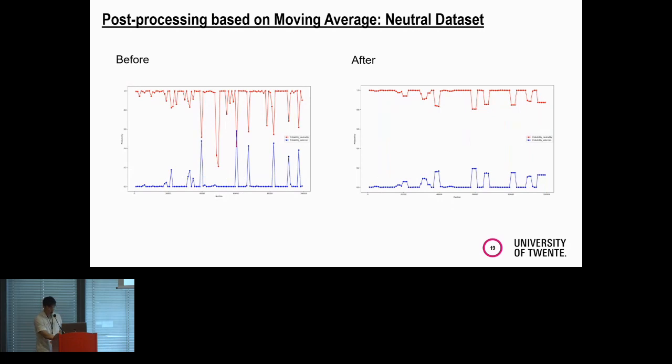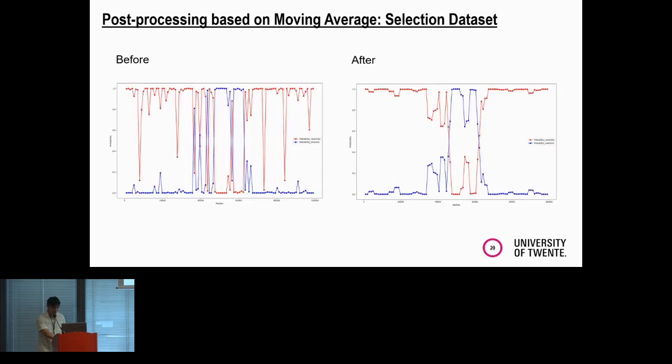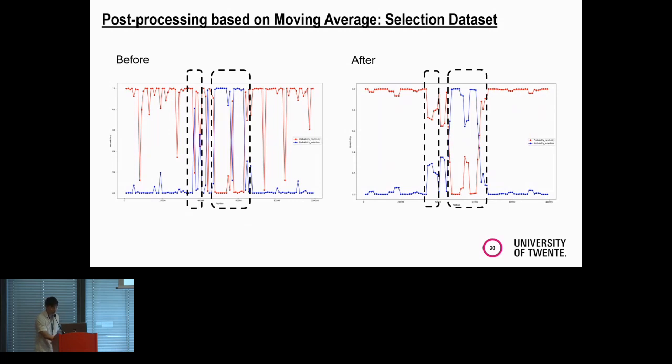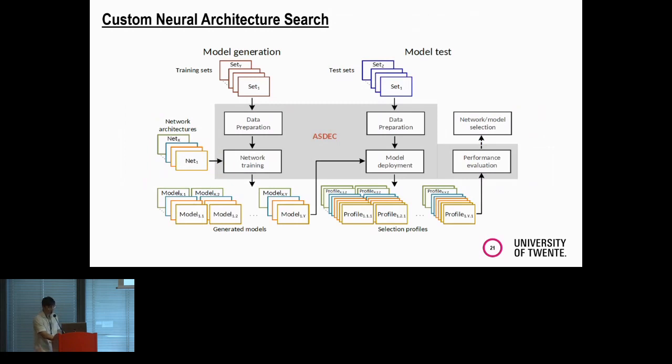To address that, we utilize a post-processing step based on moving average to remove these misclassified positions. Here is shown the neutral data set after post-processing. Here we can observe that the misclassified positions are successfully removed from the neutral data set. And for the selection data set, we also successfully removed the misclassified positions while the true selective sweep regions remain. The above process is SDAC for the inference.